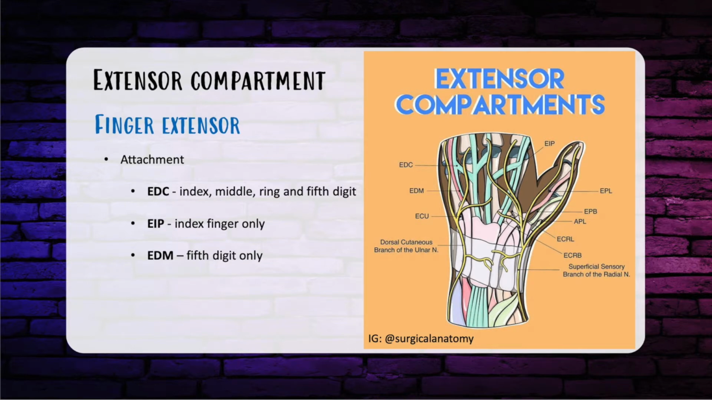For finger extensors, the EDC goes to the index, middle, ring, and small finger. The EIP goes to the index finger only. The EDM goes to the small finger only. The fact that the EIP and the EDM give independent extensibility to the index finger and small finger, respectively, is why you can make the Go Longhorns sign, but you wouldn't know anything about that as a Gator fan.